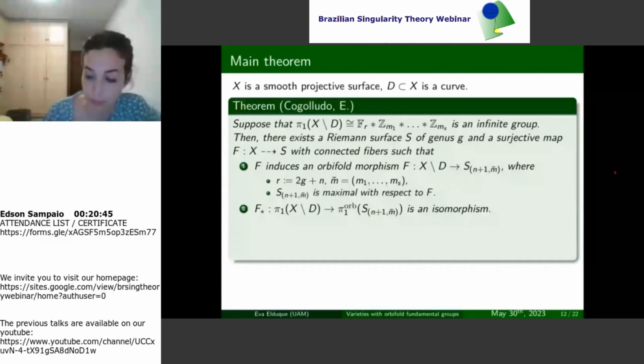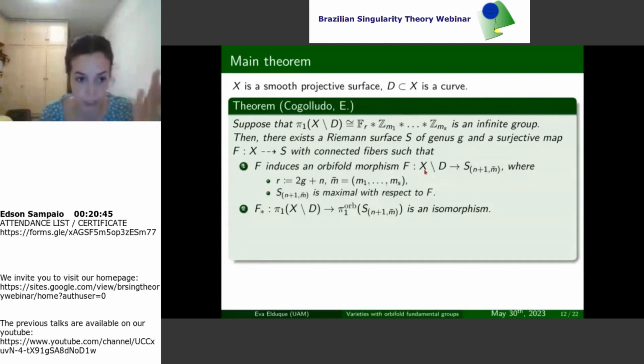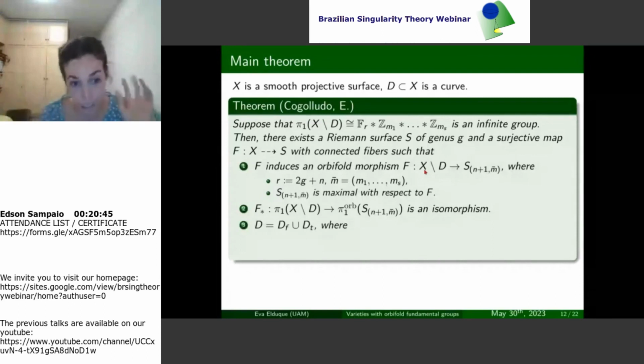So the next question would be, okay, you've related the complement to an orbifold structure on a Riemann surface, but what about the curve itself? Can we say something about it? And we know that the curve is going to have the following general shape. It's going to be the union of two types of curves, D_F and D_T. F stands for fiber. So D_F is a union of fibers over the points of multiplicity 0.